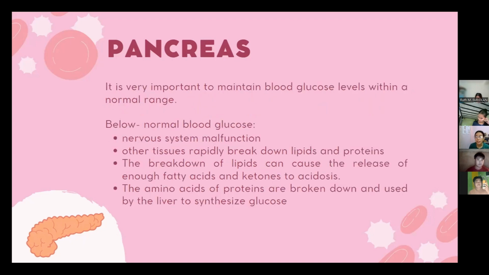It is very important to maintain the blood glucose levels within a normal range. If the blood glucose is below normal, it results in nervous system malfunction. Other tissues rapidly break down lipids and proteins. The breakdown of lipids can cause the release of enough fatty acids and ketones to cause acidosis. The amino acids of proteins are also broken down and used by the liver to synthesize glucose. Next, please.